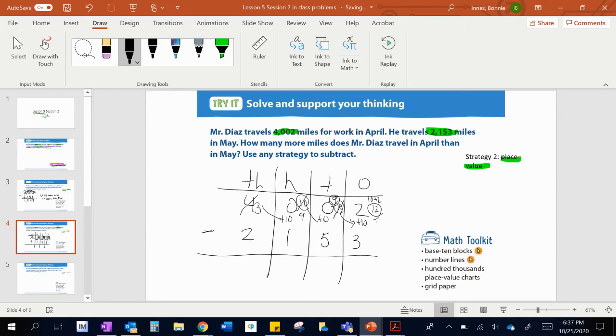So 10 plus 2 is 12. So 12 minus 3, that's 9. 9 minus 5, that's 4. 9 minus 1, 8. 3 minus 2 is 1. Same number.